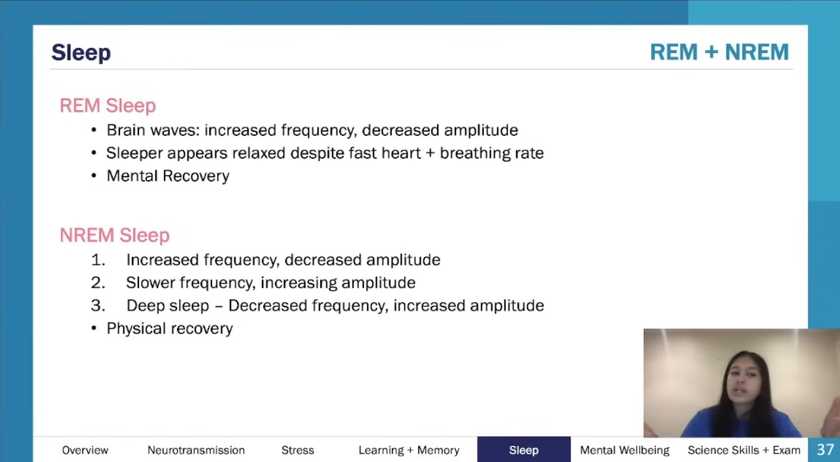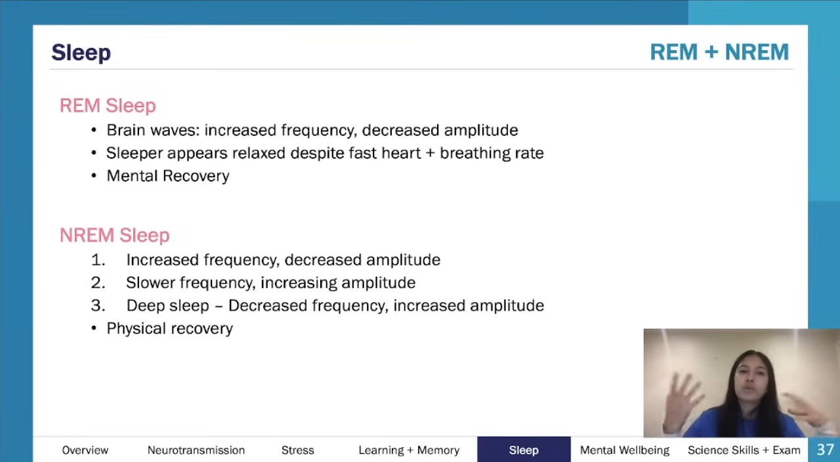forms the bulk of your sleep. NREM one is almost like a little transitional state, just as you drift into sleep. NREM two is your typical sleep. And then your NREM three is when you're in really nice deep sleep. So as you go deeper into sleep, your brain slows down and your frequency decreases and your amplitude increases.